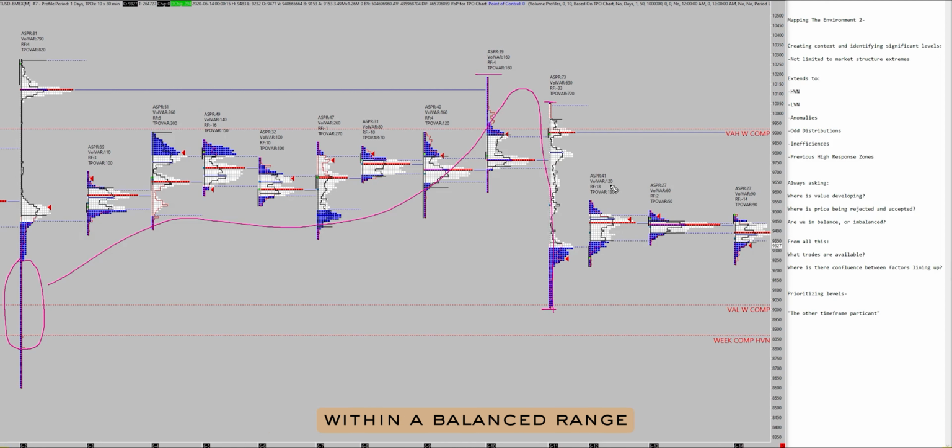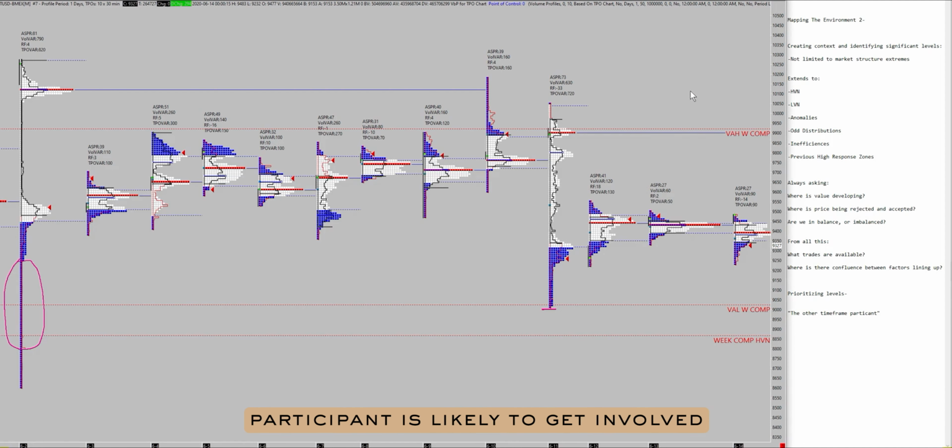within a balanced range. So what we're going to do is pay attention to what the important levels are around us right now. So we know that this is clearly an important level up here because that's where the other time frame participant is likely to get involved. And now we have a naked volume point of control. This naked TPO point of control lines up with our weekly high, that weekly value area high comp. So we know that this whole level between 9,800 and 9,900 is likely to be an area of major resistance.